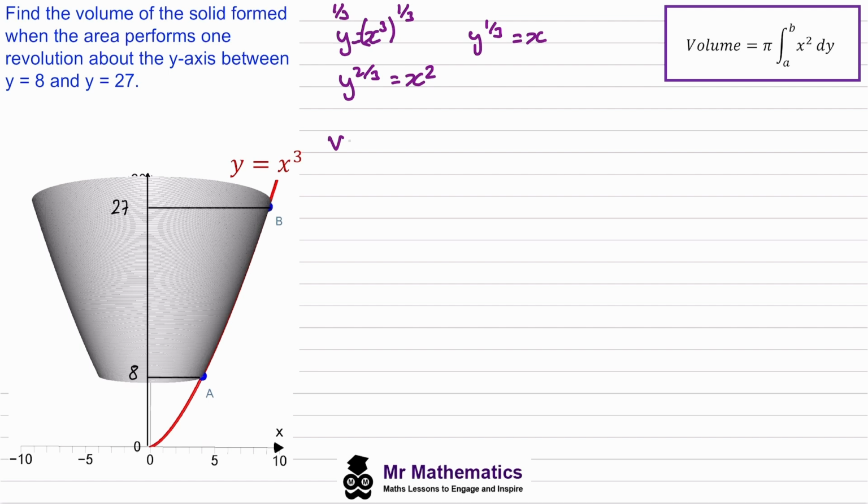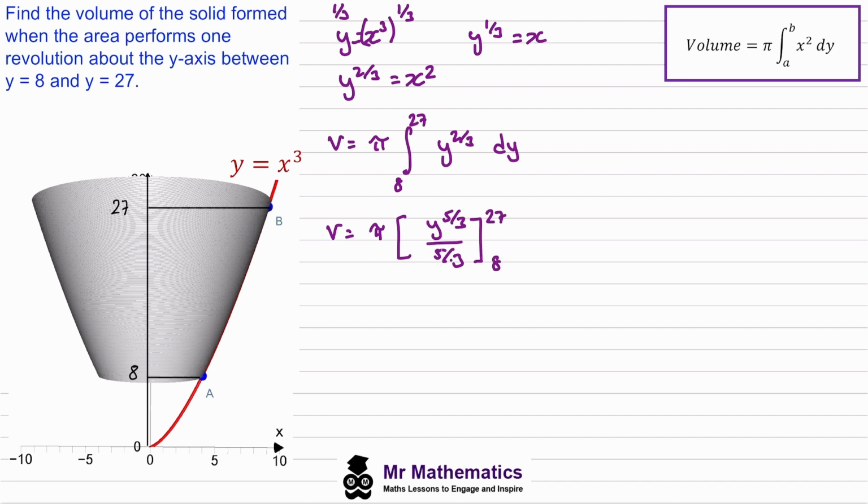So the volume will be equal to pi times the integral between the limits of 8 to 27 of x squared, which in terms of y is y to the 2/3, integrated with respect to y. When we integrate this, we get the volume will be equal to pi multiplied by, adding 1 to this power, y to the 5/3, divided by the new power, and then we'll close that bracket, between the limits of 8 and 27.